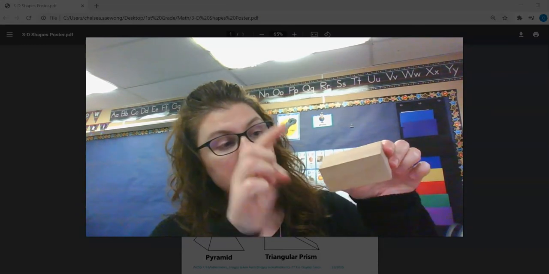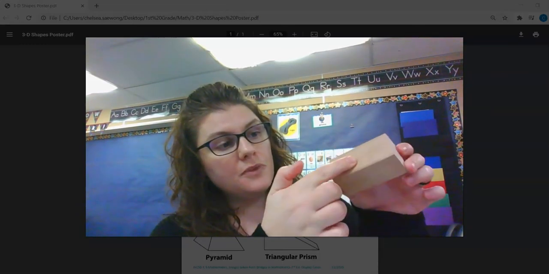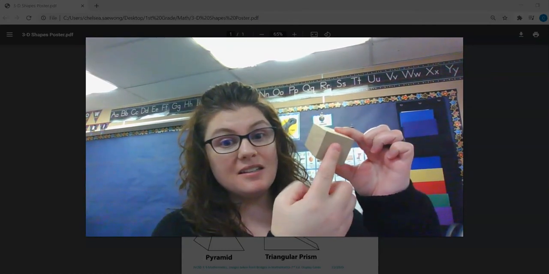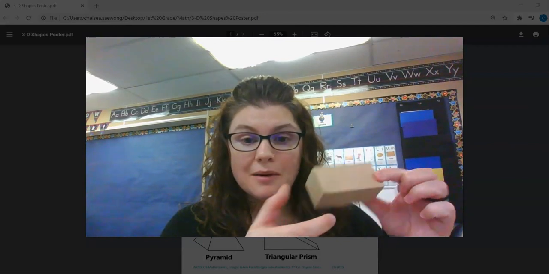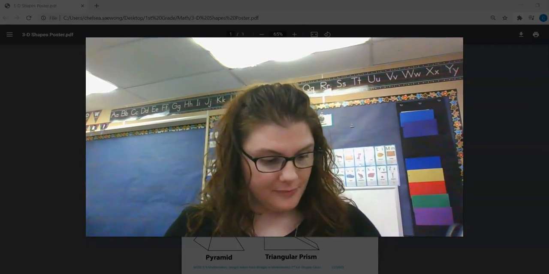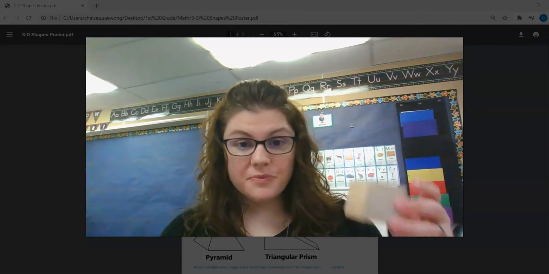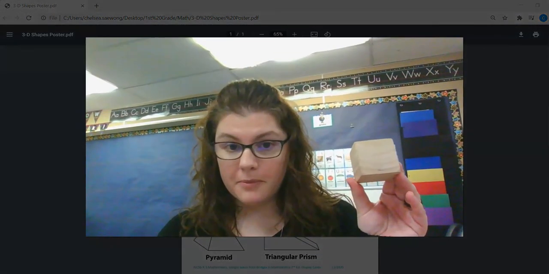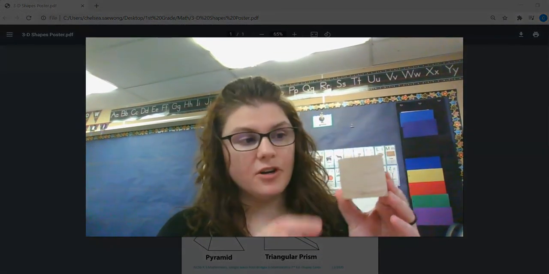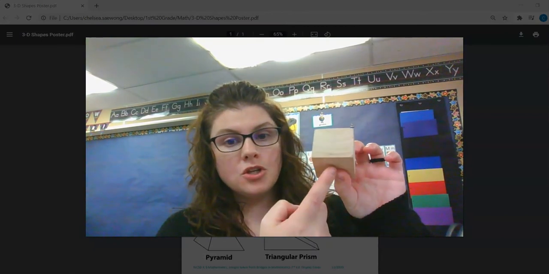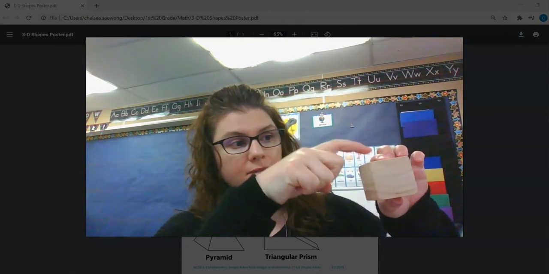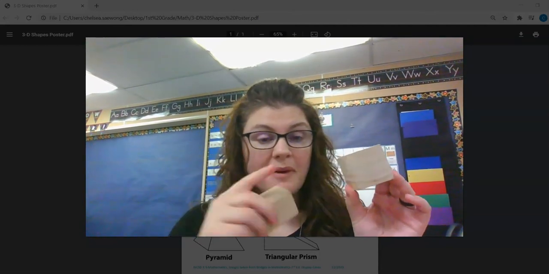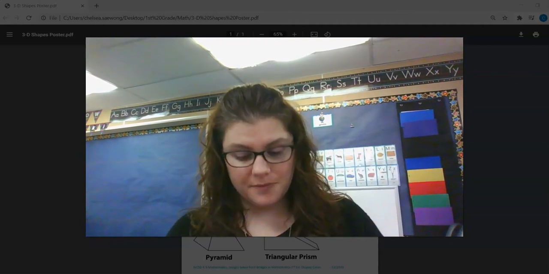Are you ready? So on our rectangular prism, we have 1, 2, 3, 4, 5, 6. So a rectangular prism has 6 sides. How about our cube? Let's count our sides of our cube. 1, 2, 3, 4, 5, 6. So a cube and a rectangular prism have 6 sides.